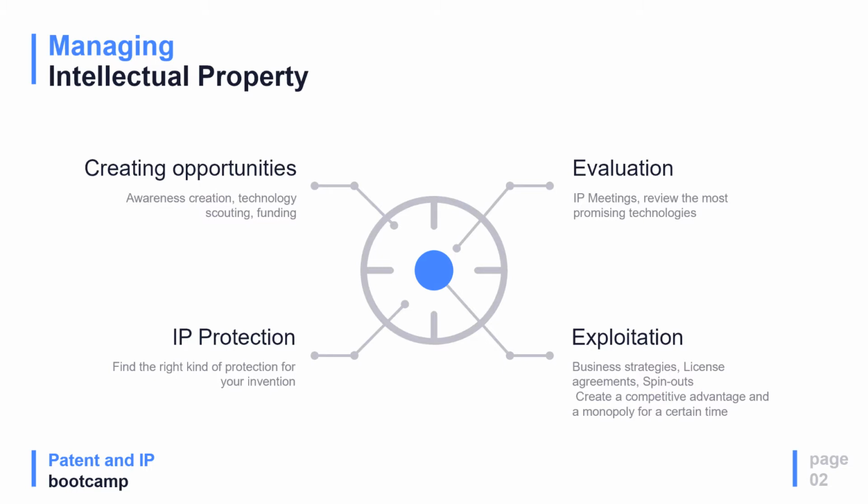One task is, for example, to create opportunity. It must be an awareness creation that is important for the organization to create intellectual property. This can be done, for example, with meetings or special events, with prizes maybe for the best ideas. Or you could also do technology scouting. This means the people working in the Technology Transfer Office search for the technology in the organization.